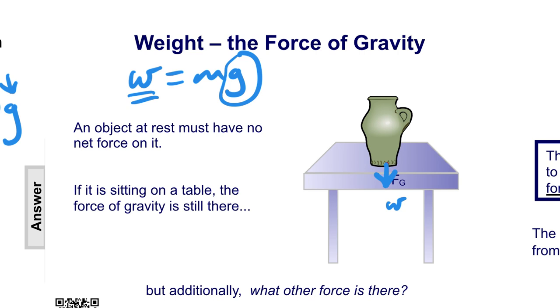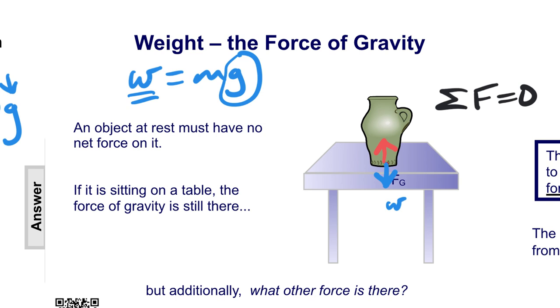But it's at rest, so there has to be another force that's acting on it that cancels out the weight so that the net force is zero, or else it would be moving. So that's my question. What is that other force? So net force is zero. How do I know? Because it's at rest.